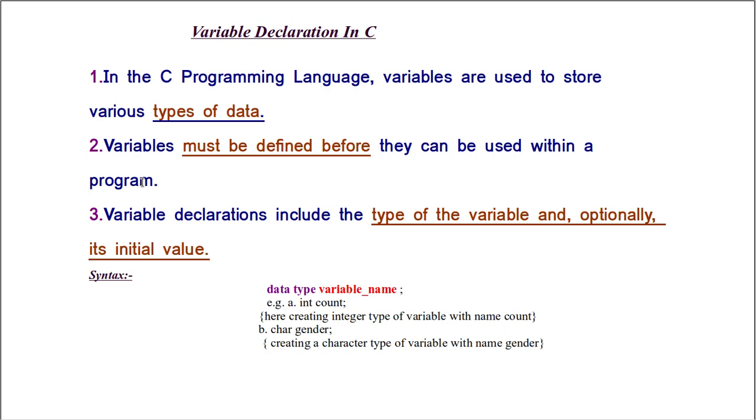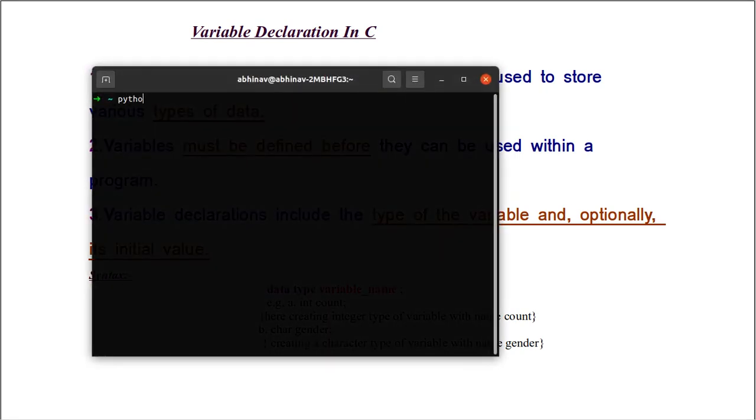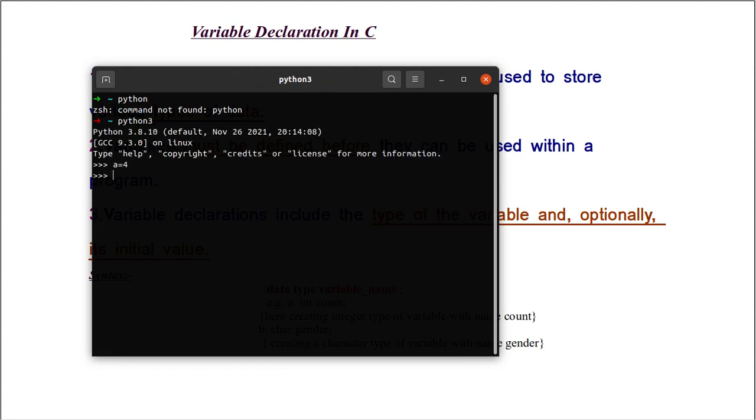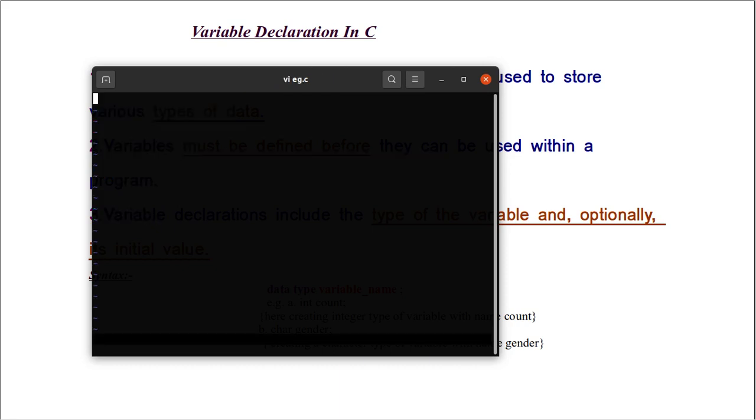It's not like simple Python. In Python, we can just use variables without defining them. If I am writing a equal to 4 and I print a, it will give us 4, but we don't have that flexibility with C. If I want to declare a variable in C, we have to define it before using it. For example, if I write a equal to 4 in C, our compiler will throw an error.